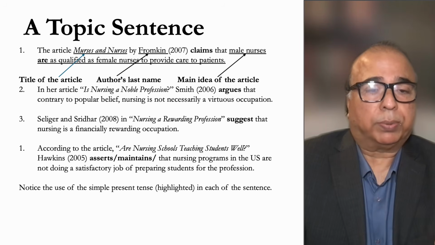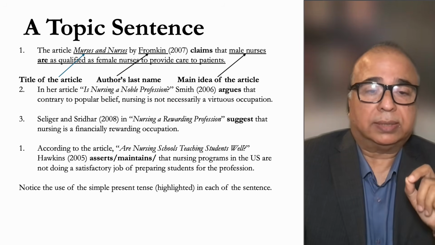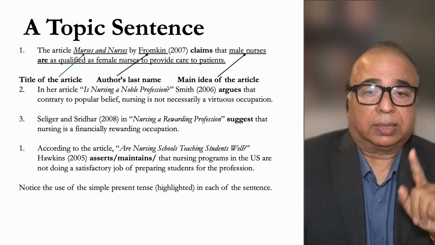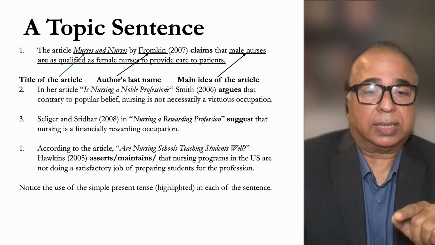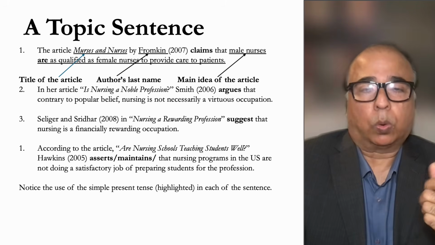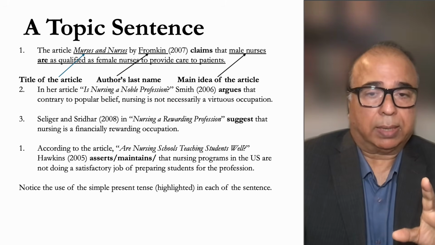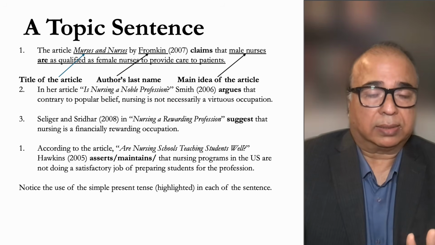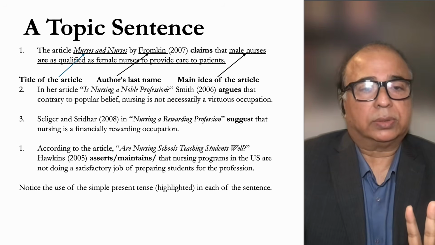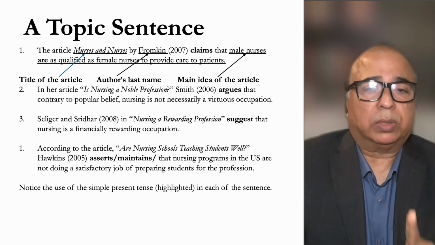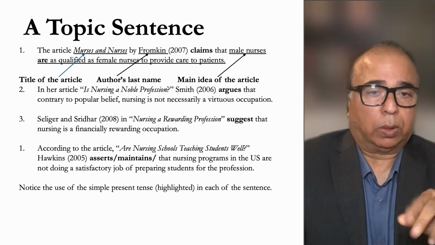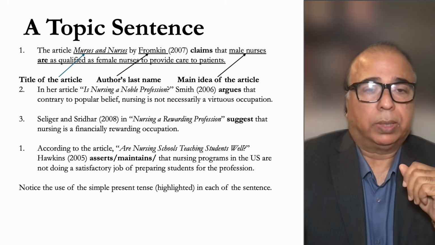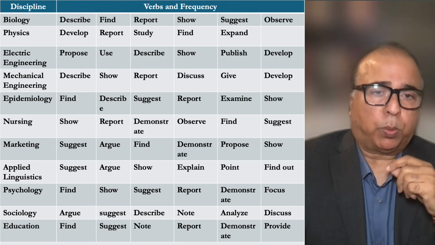There are some other examples, okay? And notice that the reporting verbs are written in the simple present tense. Claims, argues, suggests, and asserts or maintains. These are some examples of a topic sentence. When I give you a task at the end of the lesson, I'll give you a challenge exercise to do. Begin with a topic sentence first, including all three pieces of information. Okay? All right.